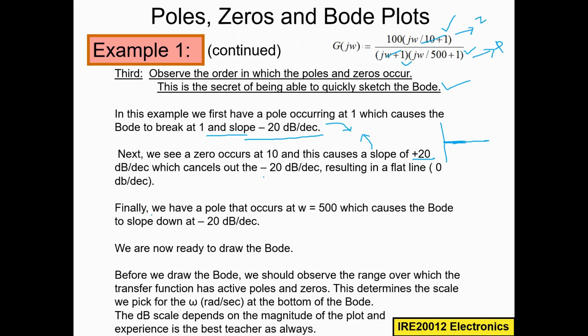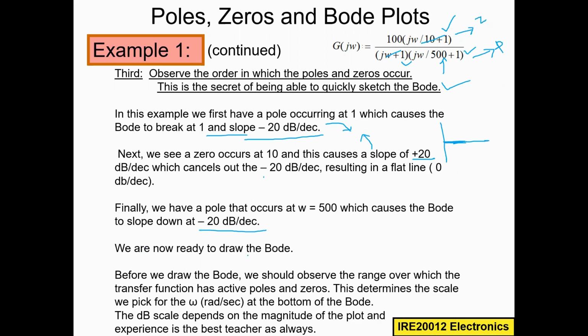And finally, we have a pole that occurs at omega equal to 500, which causes the Bode plot to slope down at minus 20 dB per decade. So you have to do this kind of analysis by yourself manually before you start to plot the Bode graph.